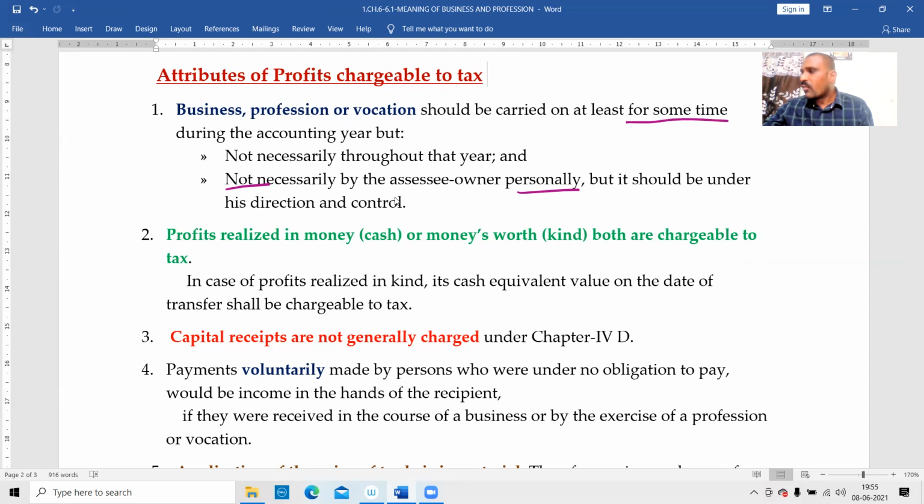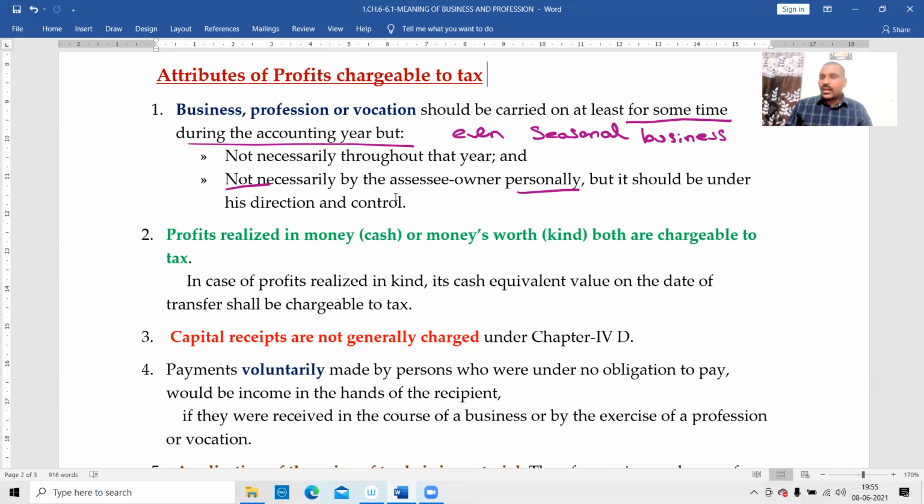Not necessarily throughout the accounting year, only for some time during it. That means even seasonal business profit is taxable. Even seasonal businesses are covered here, like crackers, or mangoes. Mango business and crackers business are relevant to a particular period of the year, not throughout the year, but still they are taxable.